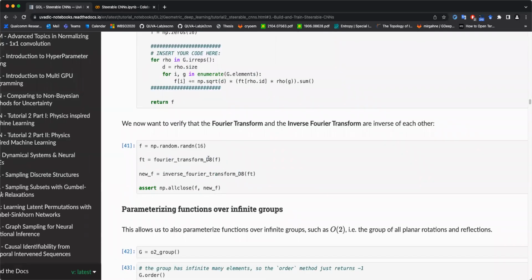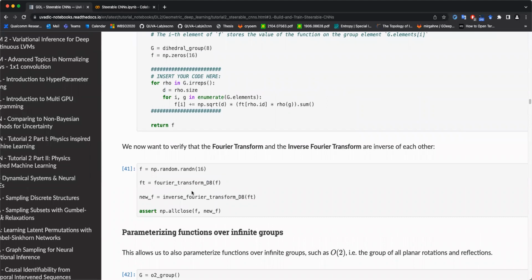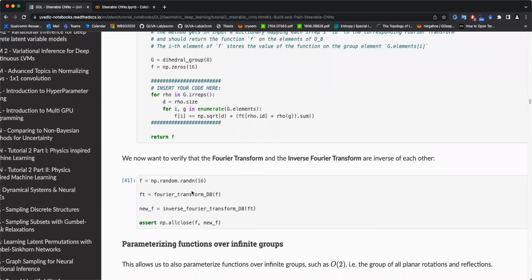And finally, we can check that these operations are actually inverse of each other. So if we take a function, we take the Fourier transform, then we take the inverse Fourier transform, we expect to get back the same function. The nice part, and the reason why in the last hour we talked about all this stuff, is that this becomes quite interesting when we go beyond discrete groups or finite groups, because what we did so far was quite easy. We can iterate over all the group elements. It's not giving us so much more than a normal group convolution.